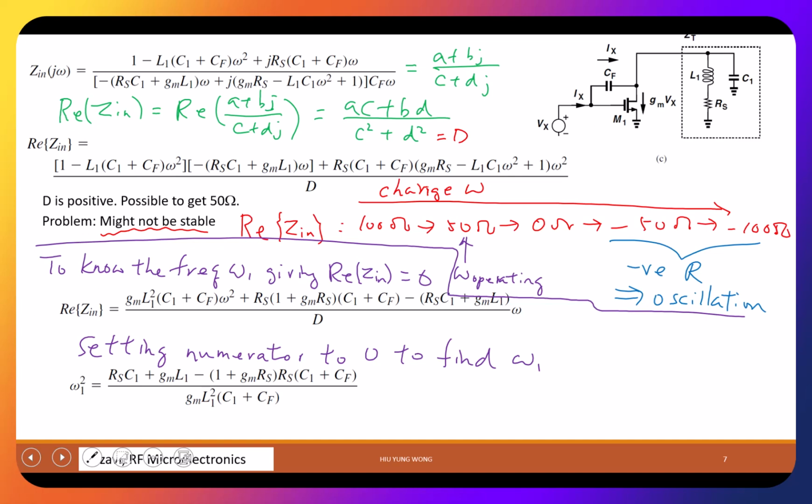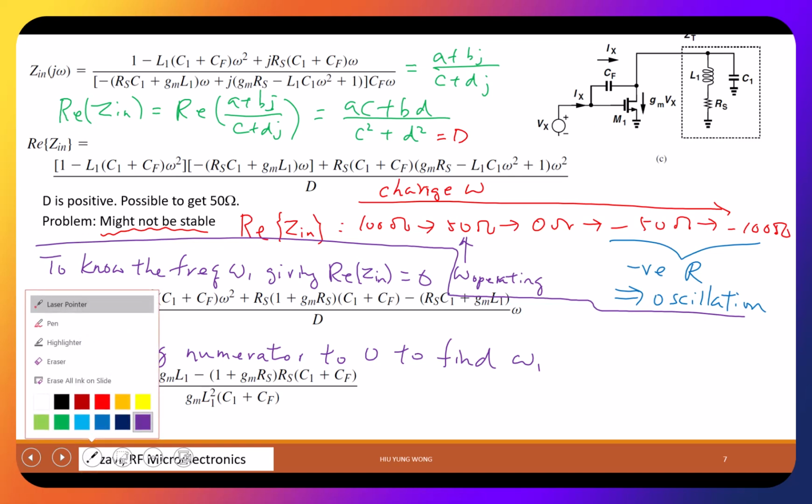I'm not setting the imaginary part to 0. When I say numerator, I mean the numerator of the real part. I set this to 0 to find omega 1. At this point, the imaginary part might be positive or negative. But I'm going to use a matching network to cancel it. When it's positive, it behaves like an inductor. When it's negative, it behaves like a capacitor.